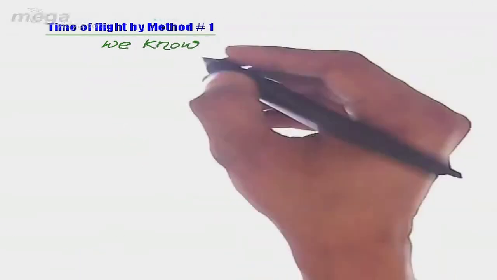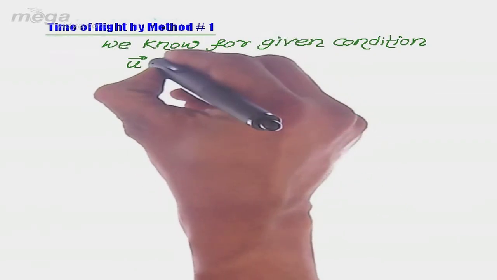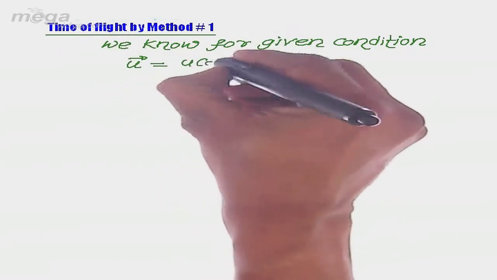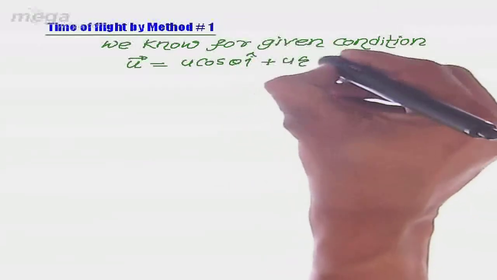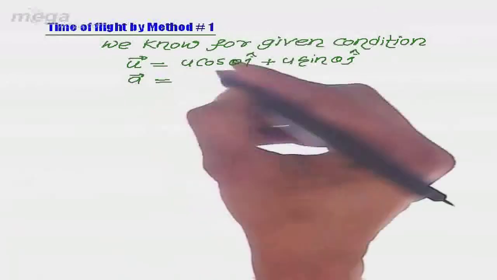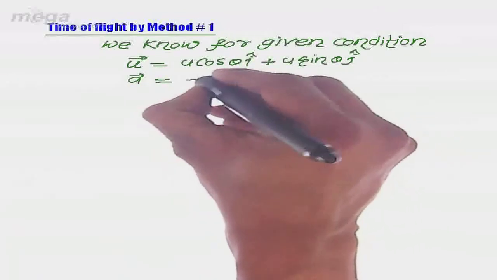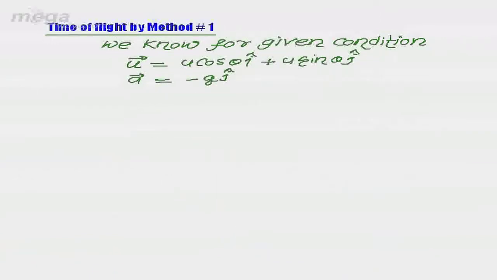We know, for the given condition, the initial velocity of the projectile is u cos theta i cap plus u sin theta j cap. The acceleration, which we wrote on the previous page, is minus g j cap, where g is the acceleration due to gravity.